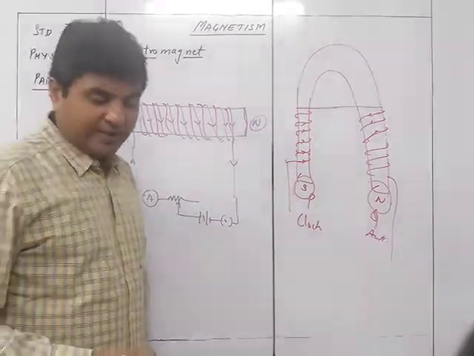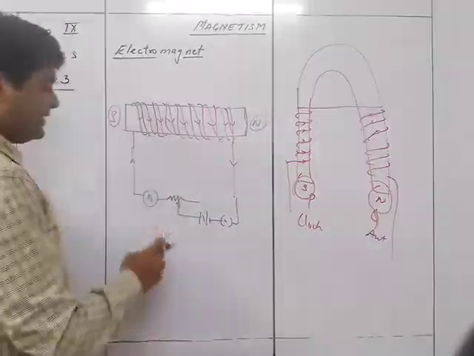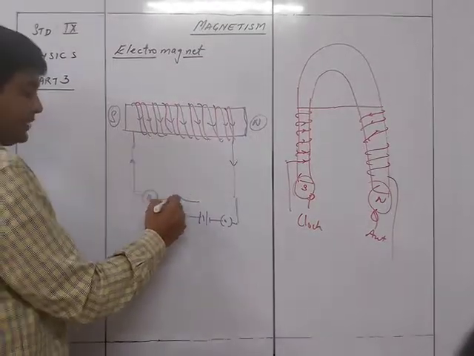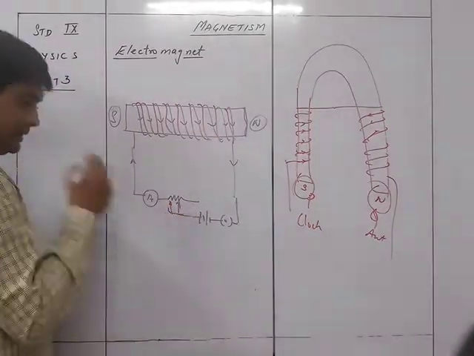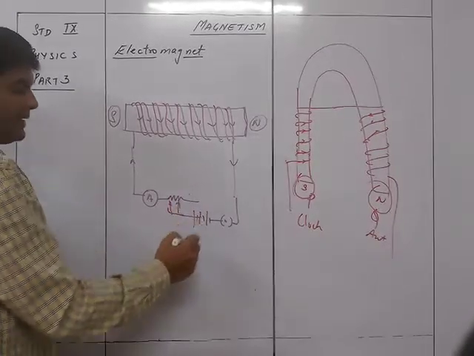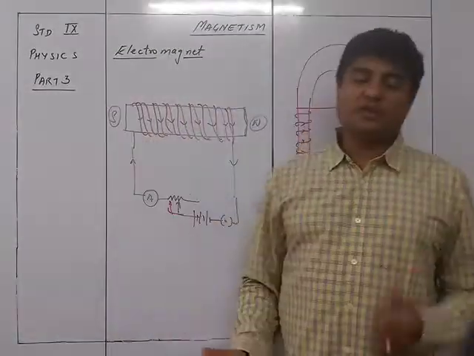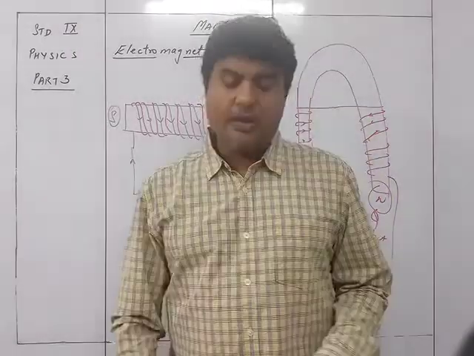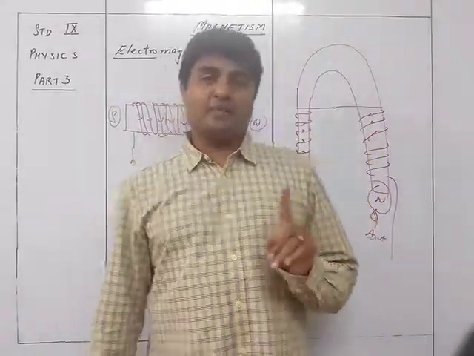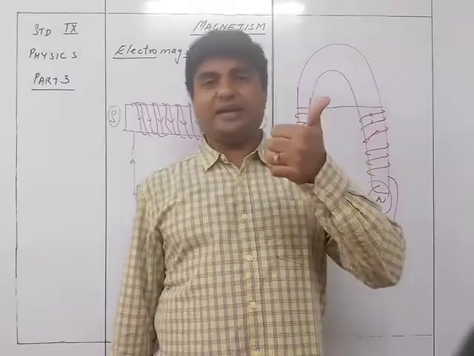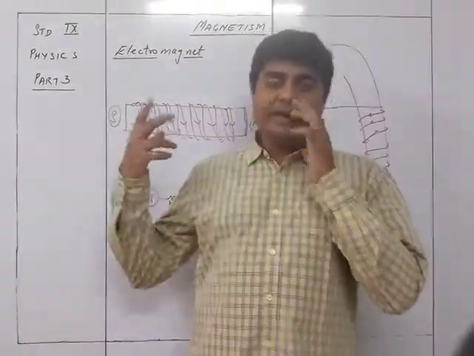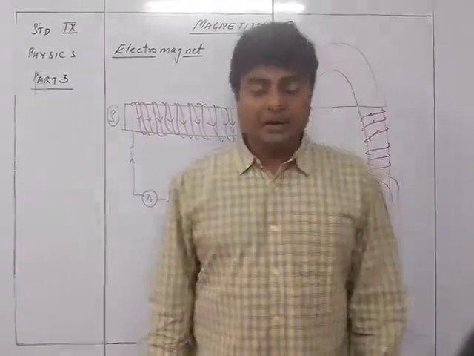And the second option is to increase the current through the solenoid. So if I increase the current, that is, if I reduce the resistance, I put it over here, so the resistance is least. If I reduce the resistance, or I increase the battery voltage, I am increasing the current passing through the solenoid, then also the magnetic field will increase. So the electromagnet strength can be increased, first by increasing the number of turns, and secondly by increasing the current.